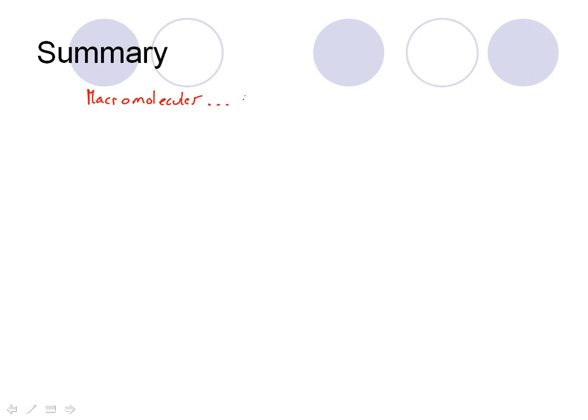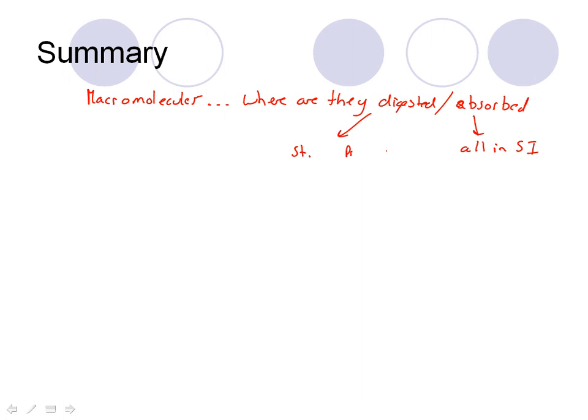Okay, so to finish off, our big summary we want to know is the macromolecules, and mostly where are they digested, and then also where are they stored or absorbed. So all are absorbed in the small intestine, and if you look at the starch and proteins and the fats, fat is all small intestine, protein is stomach and the small intestine, and the starches is the mouth and the small intestine.